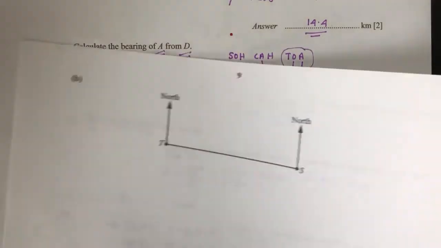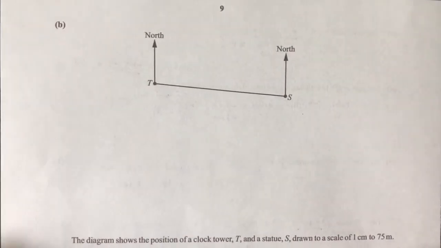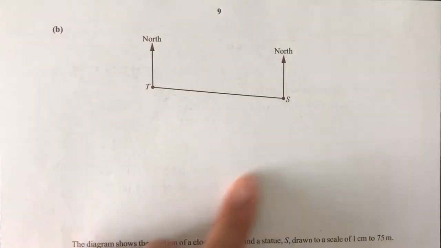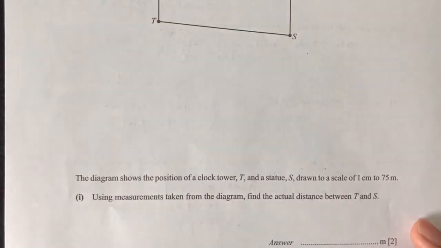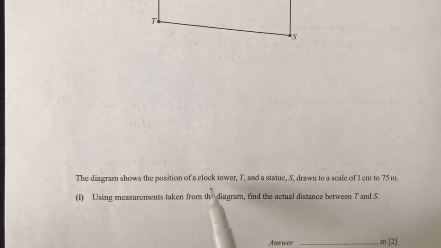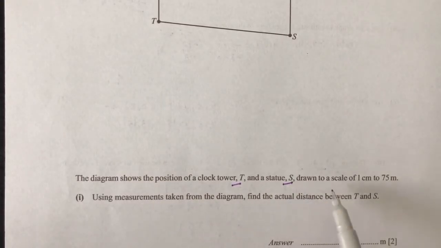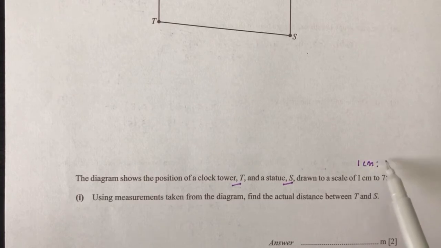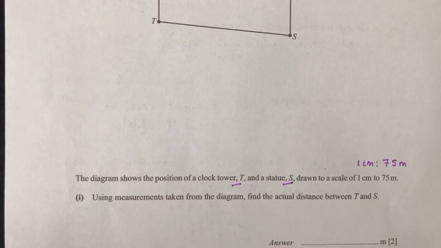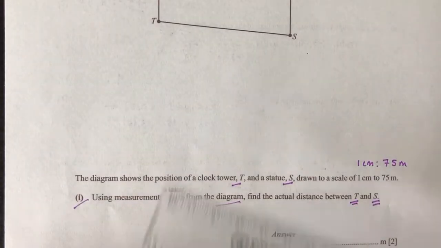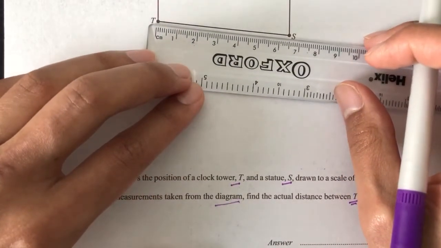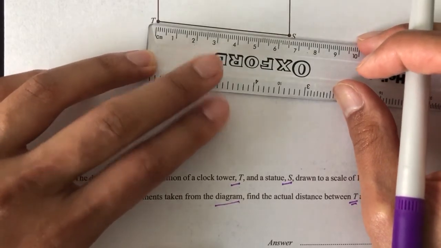And now moving on to part B. We have 2 points, T and S. Question part 1 says that the diagram shows the position of clock tower T and a statue S drawn to a scale of 1 centimeter to 75 meters. Using measurements taken from the diagram, find the actual distance between T and S. So you have to measure those two distances and find the actual measurements.